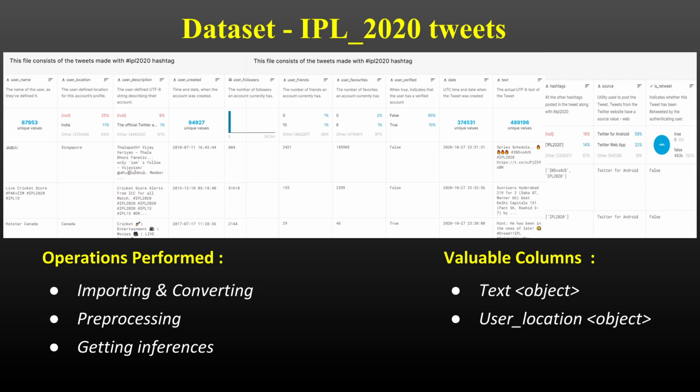In this process, I found some basic inferences, like most of the tweets contain various emojis and other hashtags along with hashtag IPL 2020. And since IPL 2020 has a wider Indian audience, most of the origin of the tweets was India. And most of the tweets are tweeted using an Android phone, then web app and iPhone.